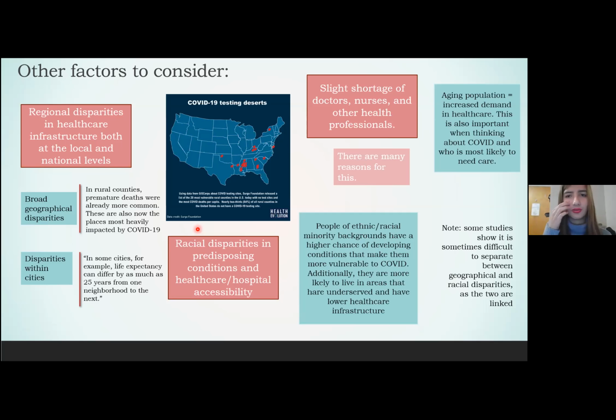And then finally, there's also a slight shortage of doctors and nurses and other health professionals. And there are many reasons for this, but a big one that was happening before the pandemic was an increase in the aging population, which is also highly relevant to COVID, because not only was it one of the leading causes of the shortage of doctors in the US, but this population is also more likely to need care for COVID. And so just thinking about who's more likely to need the care and where these resource disparities are is important.